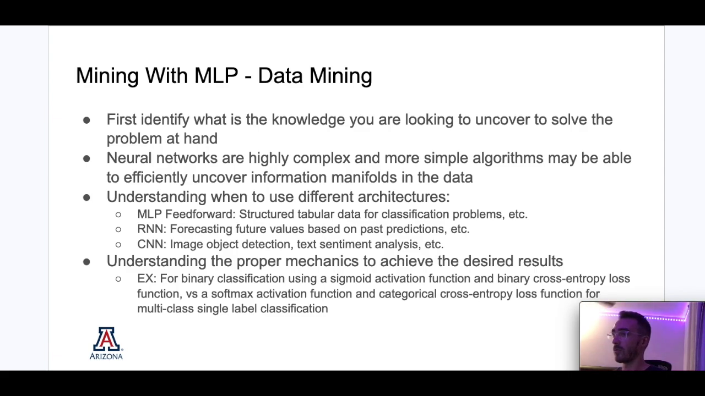So for example, neural networks are great, but they're oftentimes very complex, and there could be a simpler algorithm that's more efficient but achieves almost the same level of accuracy, which gives us the knowledge we're looking for. If we do want to use neural networks, we need to understand what the different architectures are and when to apply them. So, when do you use a multi-layer perceptron feed-forward network versus a convolutional neural network? And if you do choose to use one of those, then understanding the proper mechanics behind them so that we can achieve the desired results. So, when to use certain types of activation functions, when to use certain loss functions, because all of those are going to affect the accuracy, which again affects the quality of the data that we are mining here.